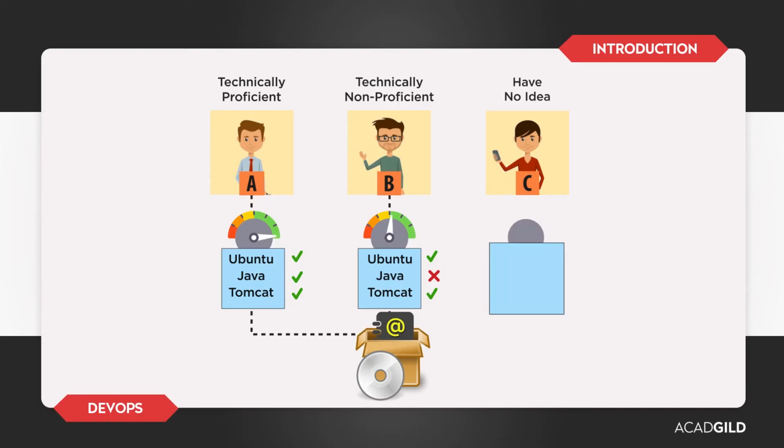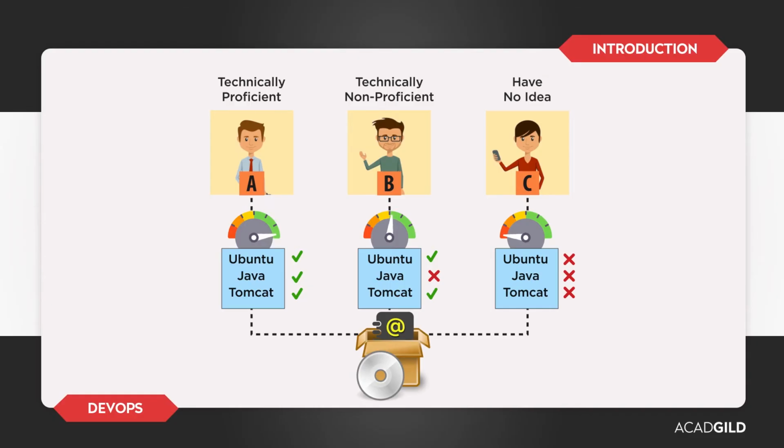Lastly, we have C, who is clueless about any of the product's requirements. C has no idea what Ubuntu, Java, or Tomcat mean. He is interested in the product for its uses, but can in no way use it because he doesn't know how to configure his machine to meet the product's requirements.